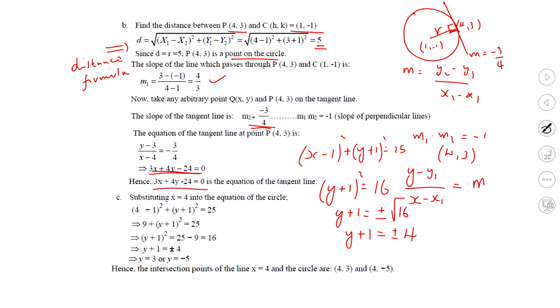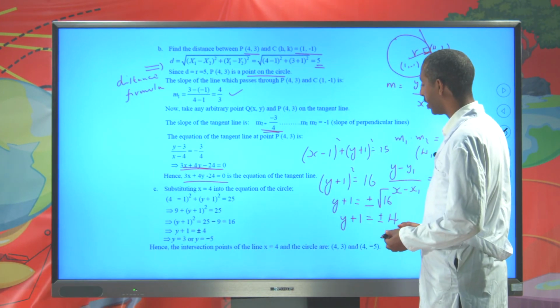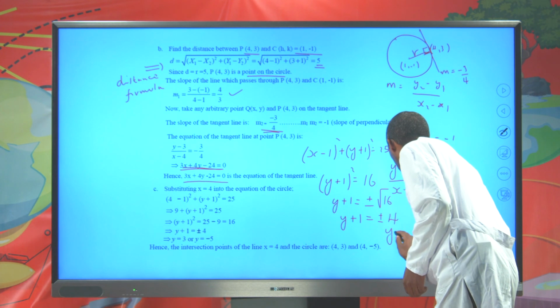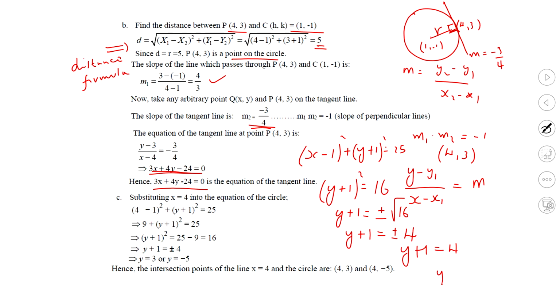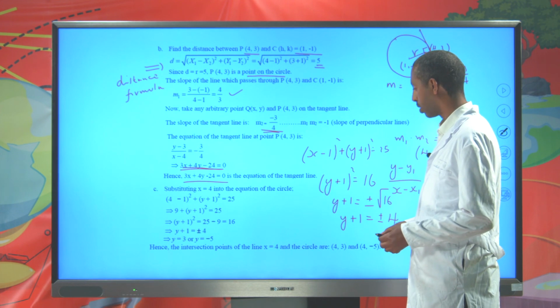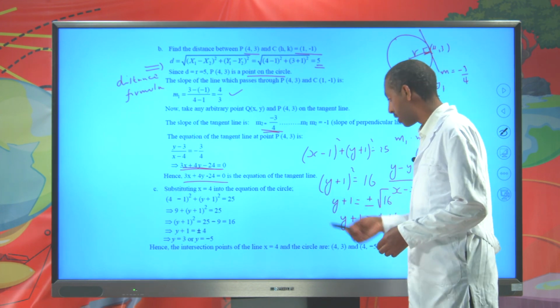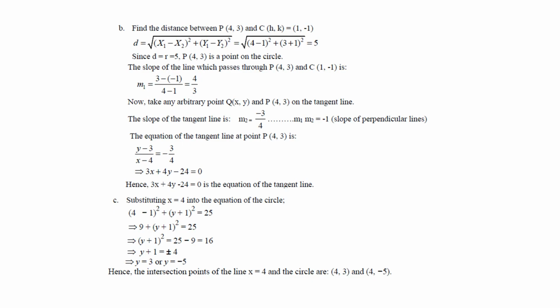Then let's make y the subject. Then y is positive 3 or y is negative 5, which means we have these two equations: y plus 1 is equal to positive 4, or the other equation, y plus 1 is equal to negative 4. If you solve for y, your answer will be y is equal to 3 or y is equal to minus 5. Hence, the intersection points of the line x is equal to 4 with the circle are (4, 3) or (4, -5). This is how to solve C.